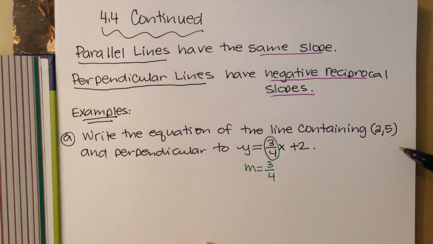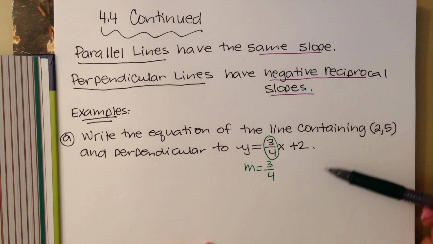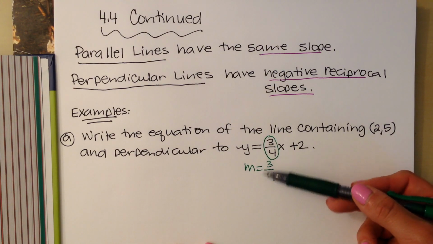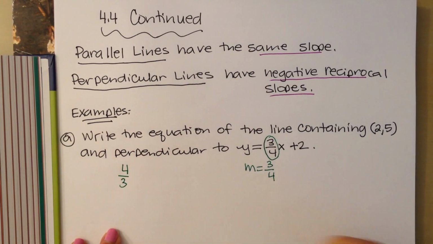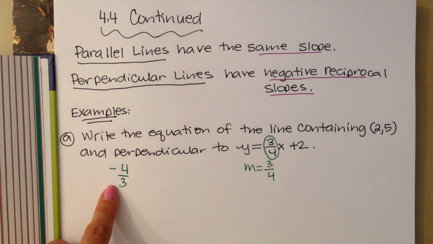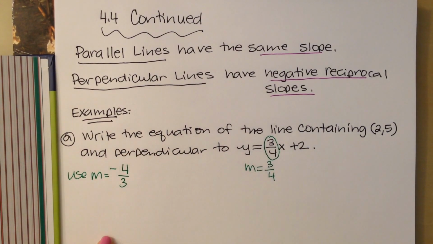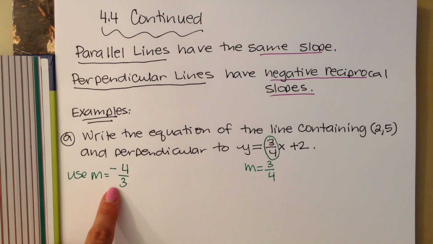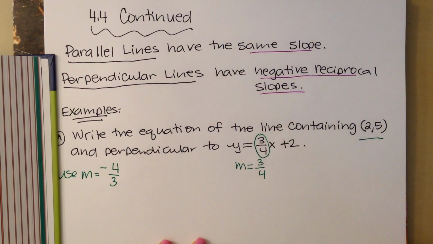The line that is perpendicular to this one will have a negative reciprocal slope. So what does that mean? It means that I will use the reciprocal. What's the reciprocal? That's 4/3. And the negative of 3/4 is a minus. So this is my negative reciprocal slope. That's what we're going to use for m. Okay, so we have our slope, and then we have to use the point that's given, (2, 5).